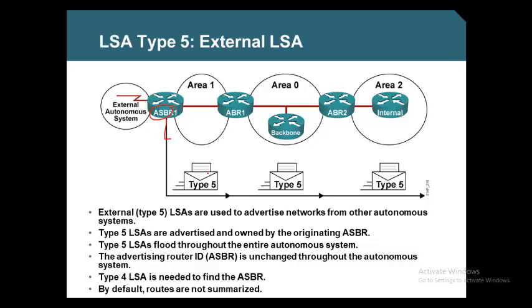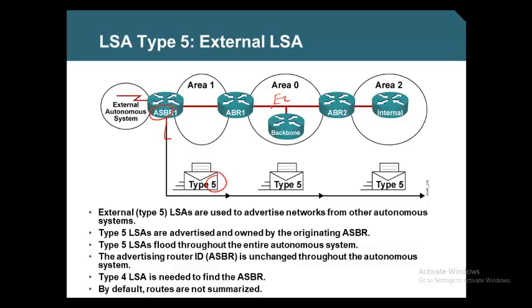So the ASBR is bringing all the other autonomous system networks inside OSPF with advertisement type 5. So when a router receives type 5 for a network, in the routing table it will write what? E2. What does E mean? External. What does IA mean? Inter area. You see, the routes learned from another area.